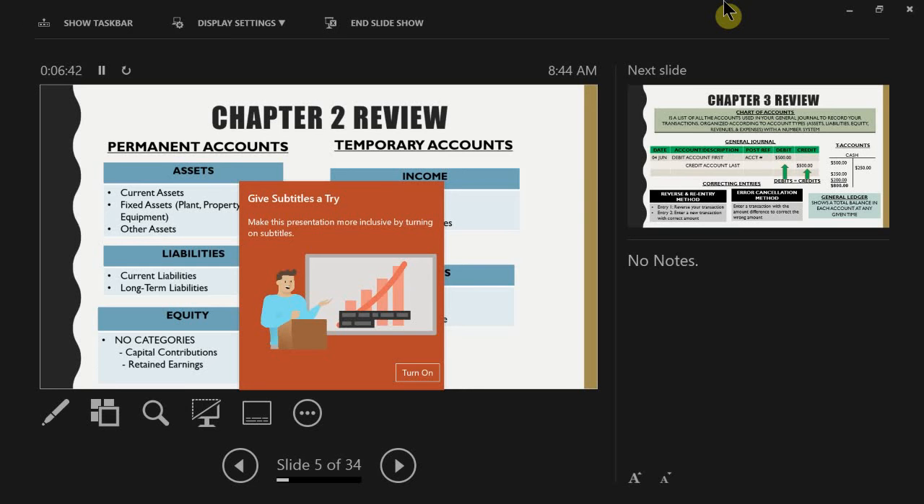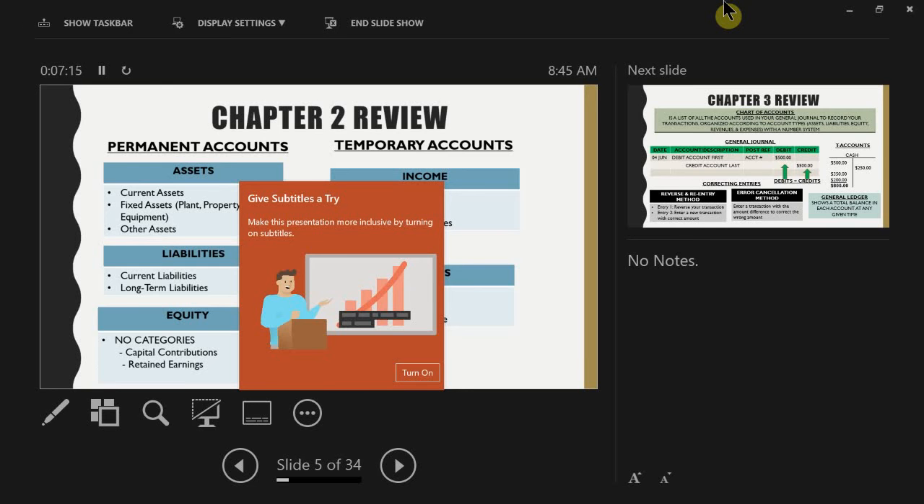We talked about each section: your assets, liabilities, and your equity, also known as your permanent accounts. We talked about categories that belong in each and every single one. So you have your current, fixed, and other assets, and then you have your current and long-term liabilities, and equity has no categories, but you have some examples here.